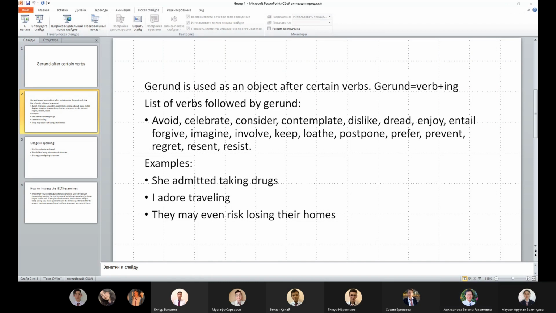And several examples: I admitted taking drugs, I adore traveling, they may even risk losing their homes.